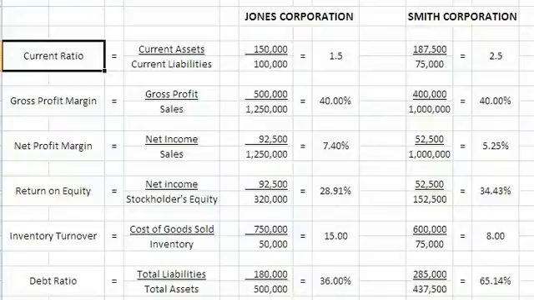Please take a look at this, and I hope that it helps you in studying for the exam and understanding more about ratio analysis and how important this is for companies when they make decisions.